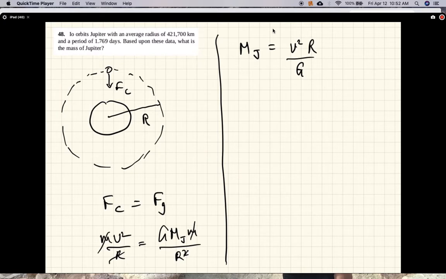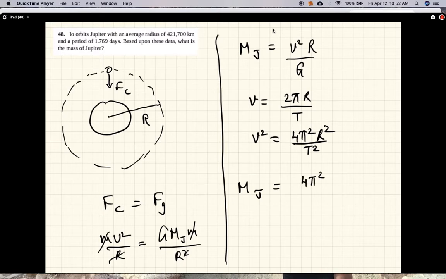Okay, v is 2 pi r, the distance covered in one orbit, divided by the period. We are going to substitute this in there, and since we need v squared, it's 4 pi squared r squared over T squared. So the mass of Jupiter is 4 pi squared r cubed over G T squared. All right.